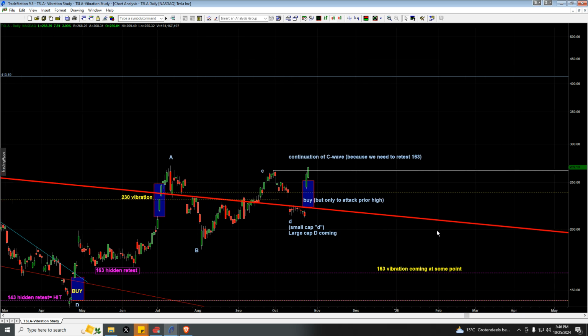And then if you think about some of my other terms I use, like bull crawl and bear crawl, assuming that this is just an AB, part of the C, we still need a D down to 163 or lower. That starts to look like a bear crawl down this big picture downtrend line off the all-time high. So there you go.